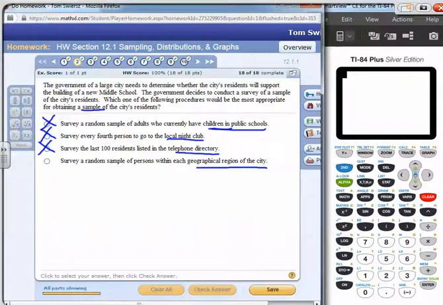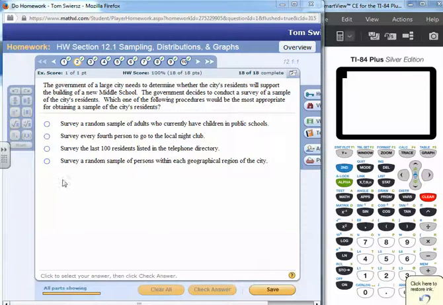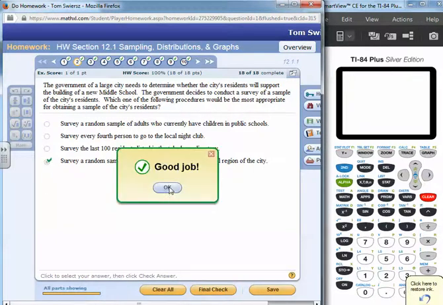Okay, in this one, in theory, every person would have a chance of being selected because we're going to go within each geographical region of the city. So we're going to go to the entire city, different regions, and randomly sample people. So this would probably be the best one in terms of producing a random sample, which we want, an unbiased sample. That's truly unbiased, meaning it represents the entire city, in this case, all the residents. All right, very good.